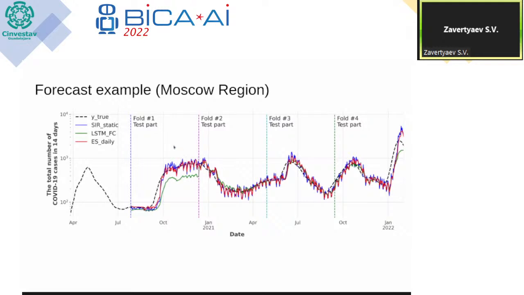So here you can see a forecast example. One can see that LSTM on the first fold is the worst model because of lack of training examples in the training sample. But as time goes on, it becomes similar to other models, which is good.